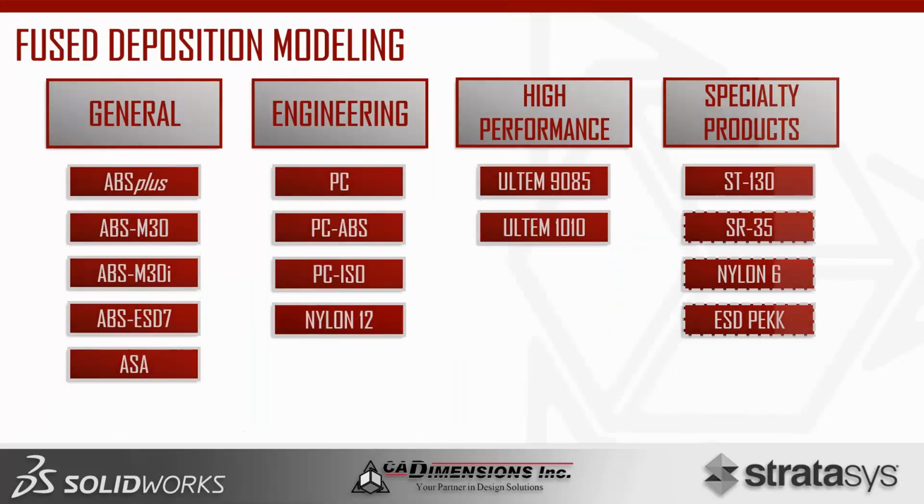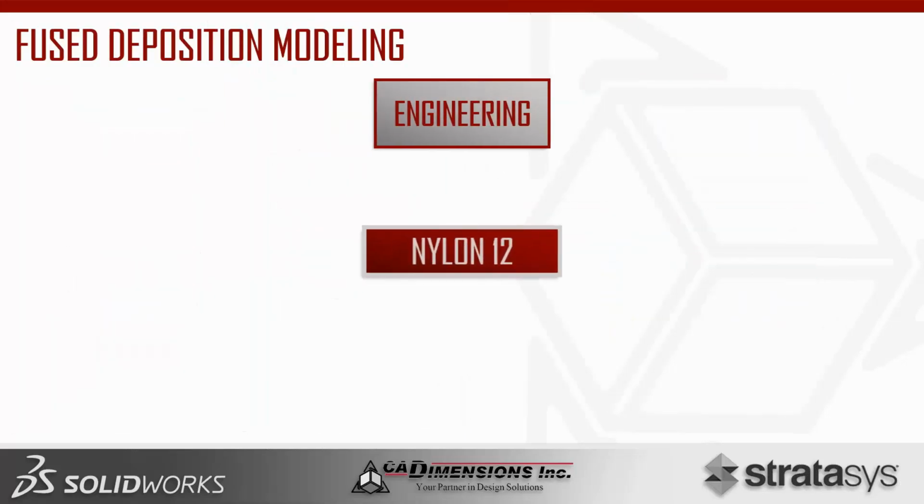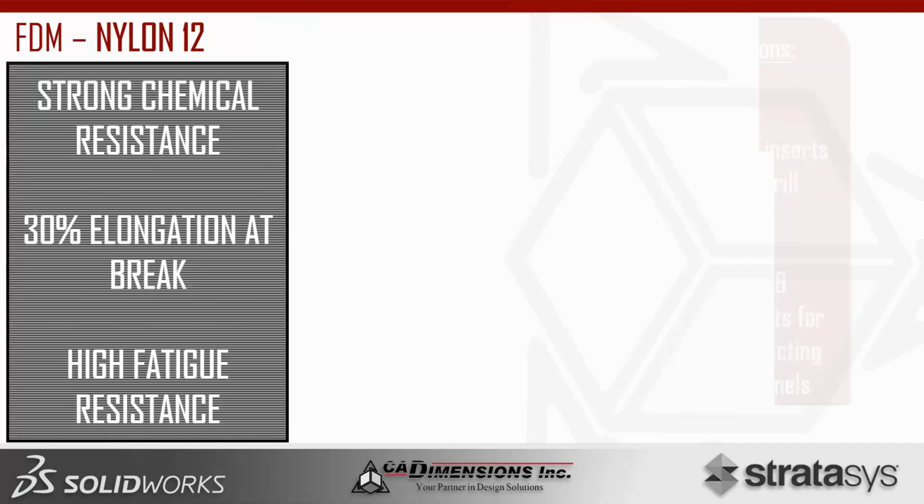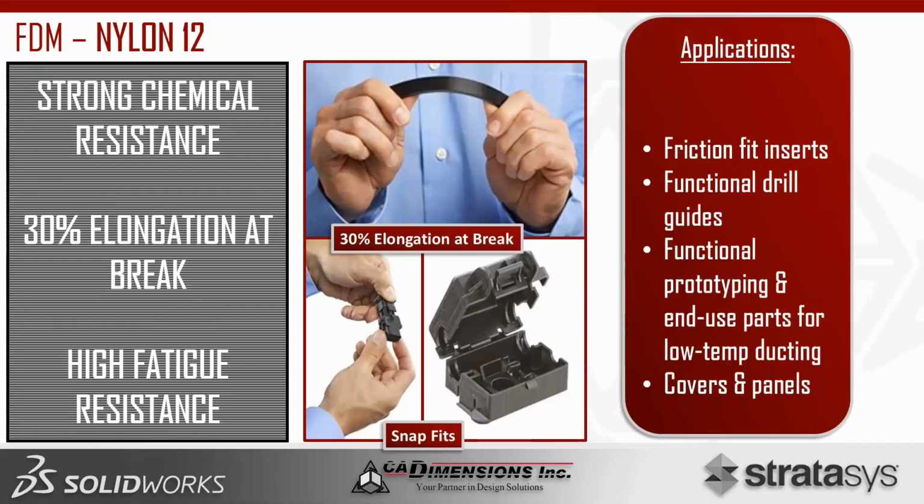Moving on from ASA, we then go into Nylon 12 in our engineering catalog. So a couple things about Nylon 12 right here. We have strong chemical resistance. We have 30% elongation of break, the most of any FDM thermoplastic, and also high fatigue resistance.